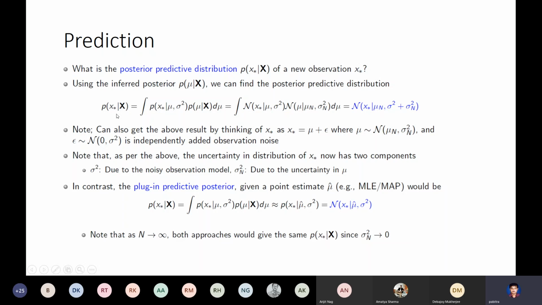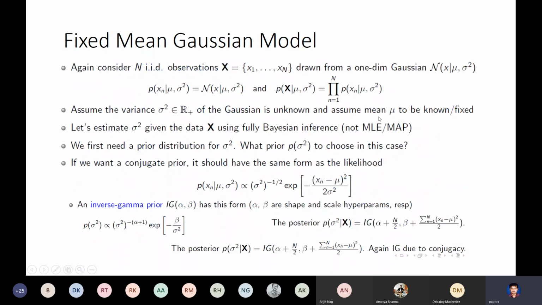which again turns out to be a normal with mu n, and the variance is expanded. It is the old variance sigma square plus the variance of the set of data points, sigma square. Okay, so you go through it. I'm not going through it.